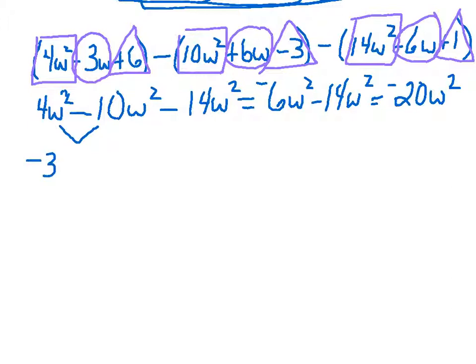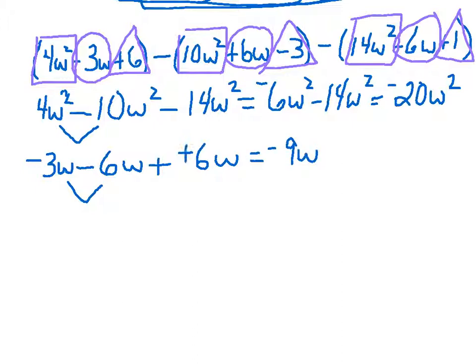We have a negative 3w, a minus between the parentheses. Our next circle is a 6w, a minus between the parentheses, and our last circle is negative 6w. Alright, let's do these two. Negative 3 minus 6 is going to be negative 9. Oh, and I could have gone boop, boop. That makes it a lot easier. Negative 9w plus 6w is going to give us a negative 3w.